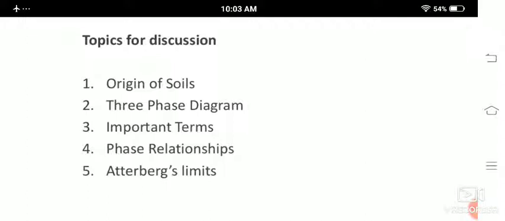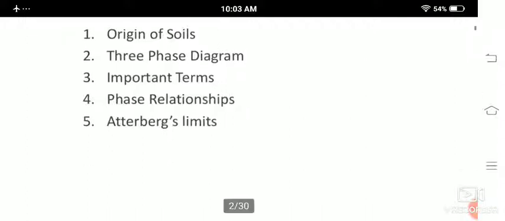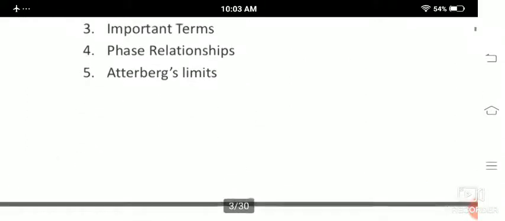Next is Atterberg's limit. Atterberg's limit is one of the tests to find out the consistency of soil, where you will have the liquid limit test and also the plastic limit test for this type of soil. Now we will see these topics in detail.